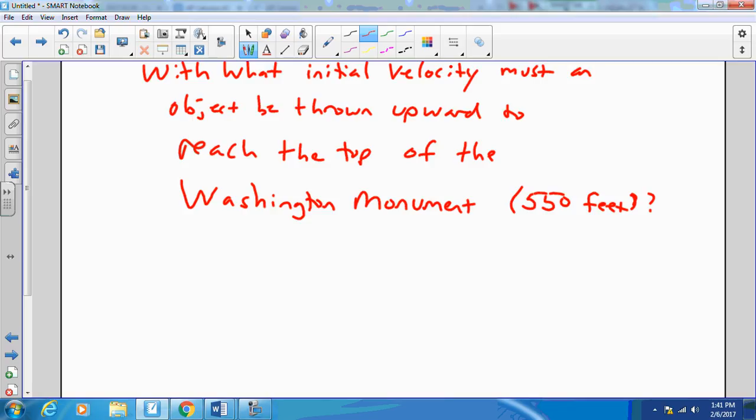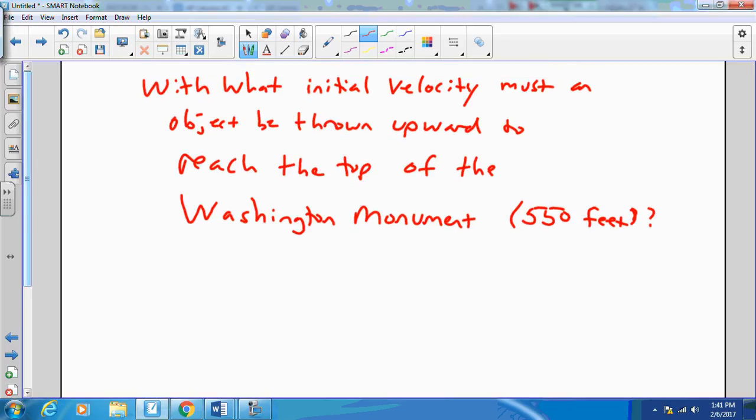So let's consider, first of all, do we have a situation with constant acceleration or not? Yes. In fact, it is a free fall situation because the object is being thrown, and as soon as it leaves the hand, gravity is the only force acting on it. So we can immediately say that our acceleration is negative 32 feet per second squared. What is our initial position? Zero, it's on the ground. What is our initial velocity? Not only do we not know, but we have to find it. So we are going to call it v0.